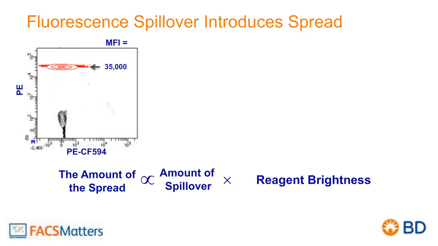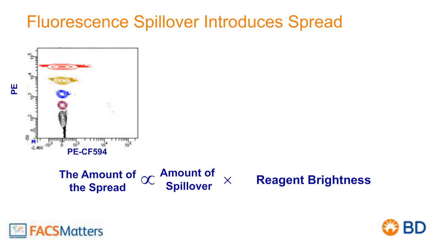Now, I won't go into it today, but the reagent brightness is going to be a function both of the antigen density on the population that you're looking at and the fluorochrome brightness. But when you're thinking of spread, you can really just think of it as the total reagent brightness that we're dealing with.